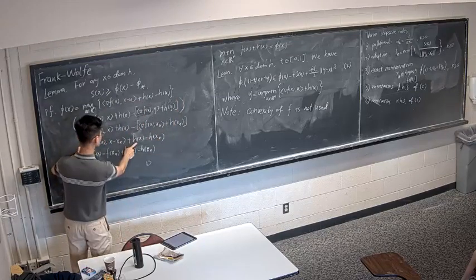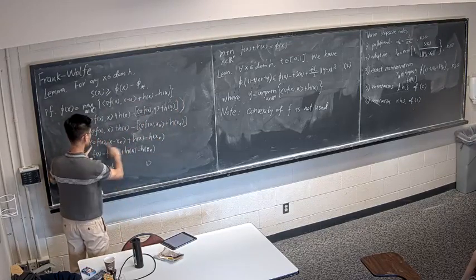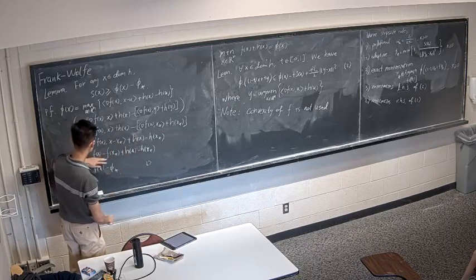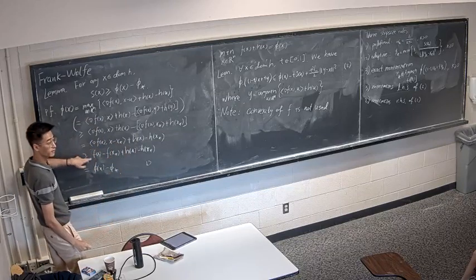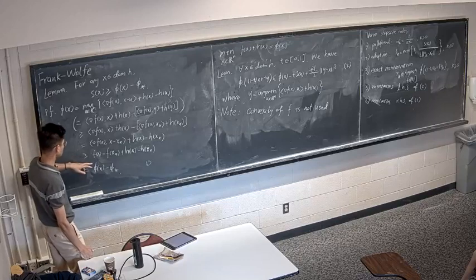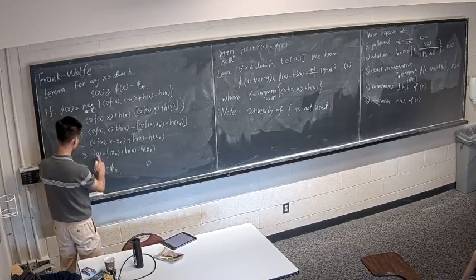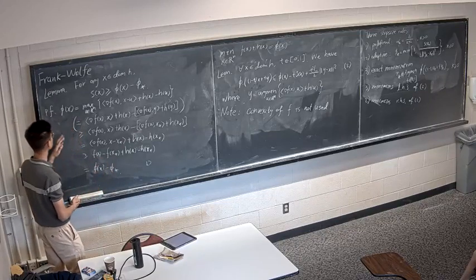And from here to here, we just combine the terms. And from here to here is a place where we use convexity of f. And here we just use the definition that phi is f plus h. This is a simple proof.